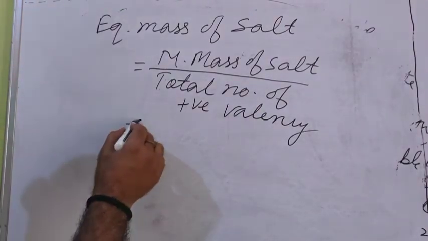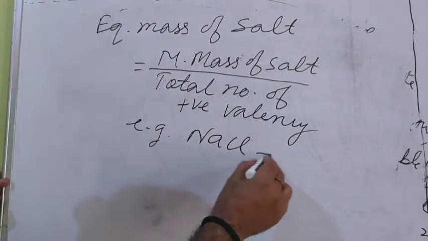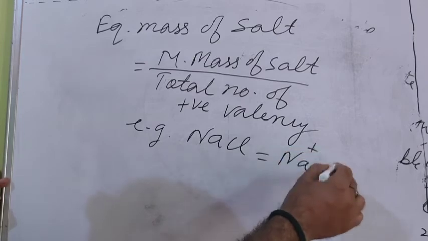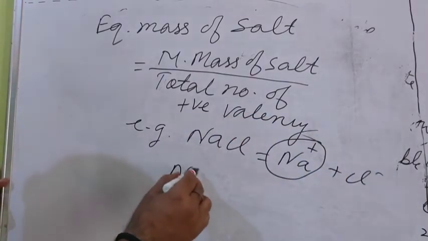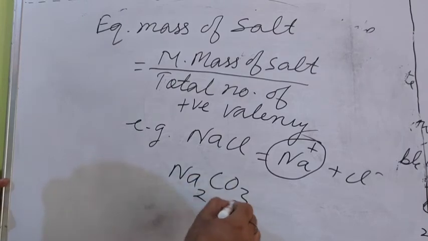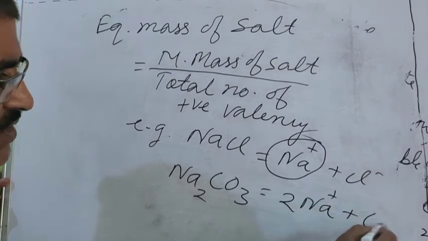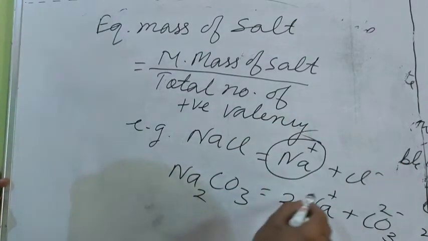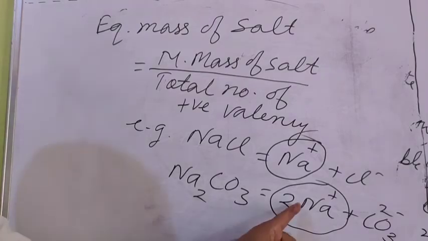For example, NaCl is Na plus plus Cl minus. So the positive valency is 1. Na2CO3 is 2 Na plus plus CO3 2 minus. So the total positive valency is 2. So it depends upon the positive valency or negative valency. Positive valency is 2, negative valency is also 2.